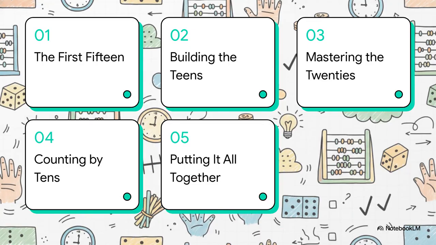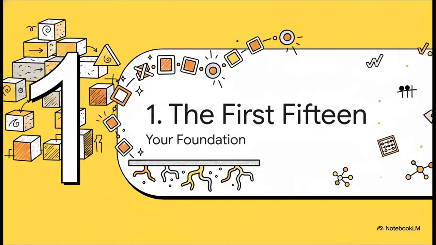All right, so here's our game plan. We're going to tackle the first 15, then see how the teens and 20s are built, count by tens, and then, you guessed it, put it all together. Let's do this. Okay, first things first, we've got to lay down a solid foundation.